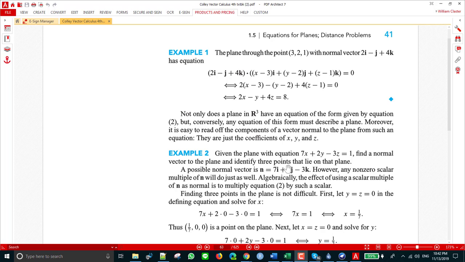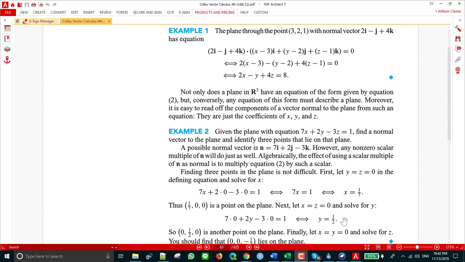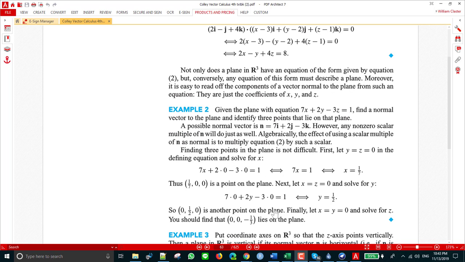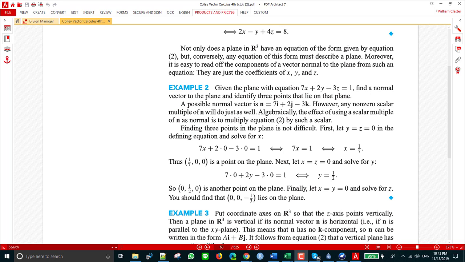The problem also said to identify 3 points that lie on the plane. They're not going to use any deep insight to do this. They're just going to let y and z equal 0 and solve for x. When you do that, you get this x, so this is a point in the plane. Then let 2 of the others equal 0 and solve for the other one. So y is that, and so on. You can do that.